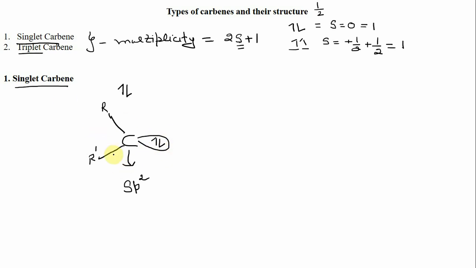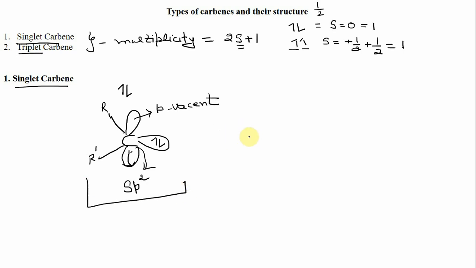So here in this case, this carbon has a trigonal planar structure, and this non-bonding pair of electrons is present in the sp2 hybrid orbital. So this leaves one unhybridized p atomic orbital perpendicular to the plane of these hybrid orbitals. So this is the unhybridized p atomic orbital which is vacant. So this is the structure of singlet carbene.